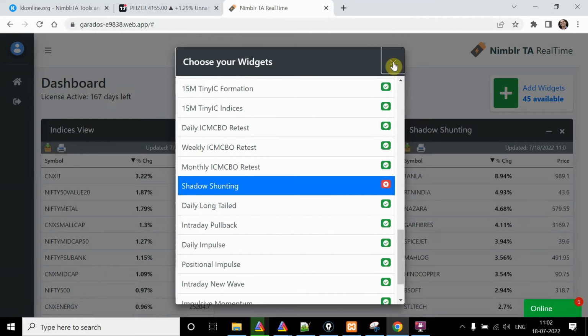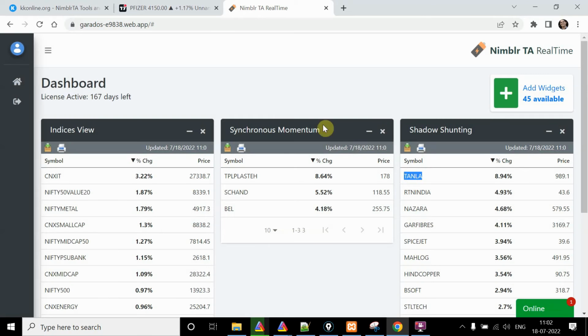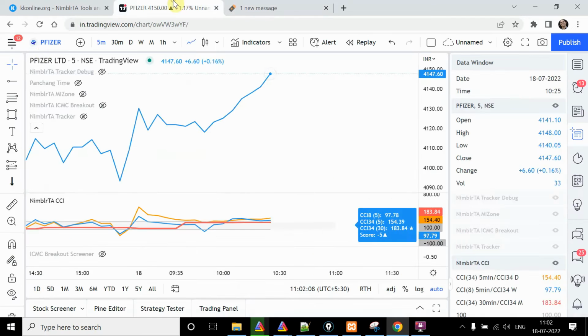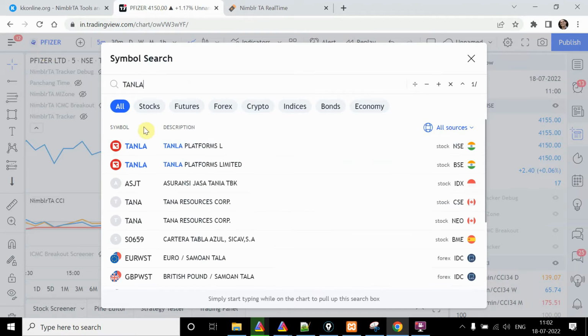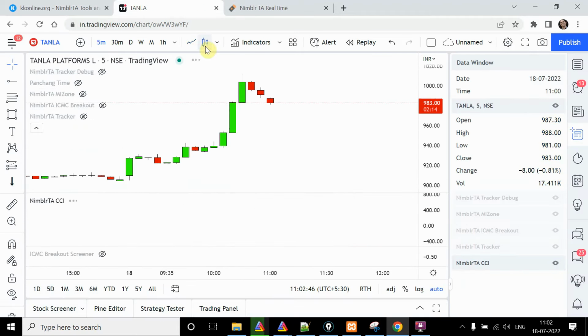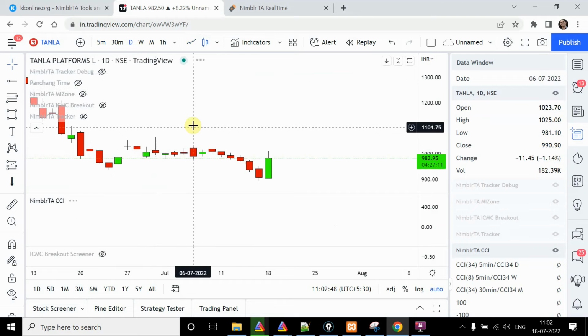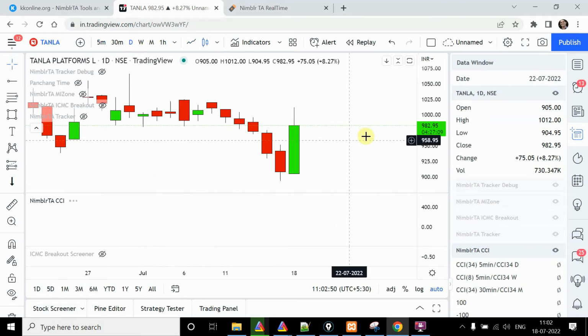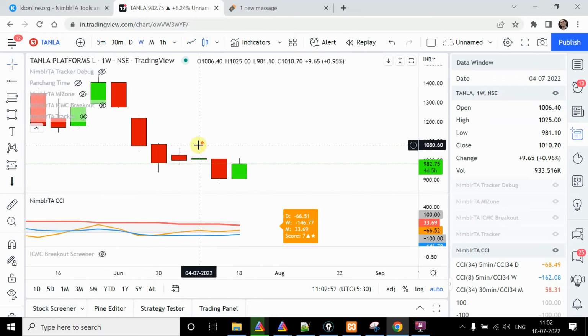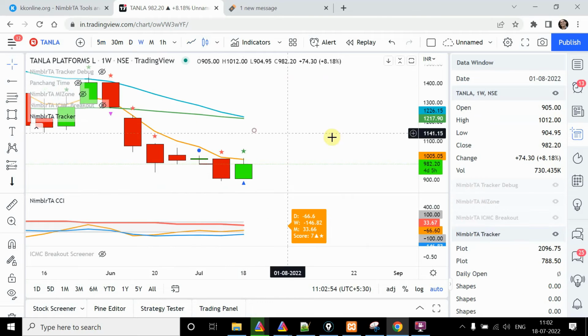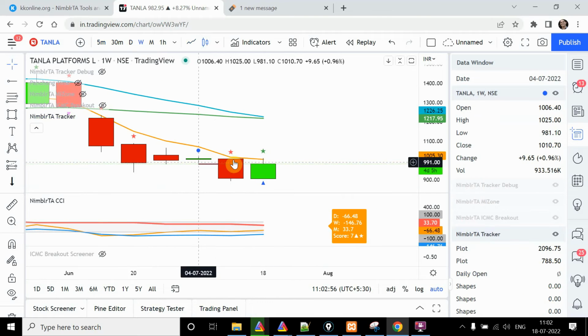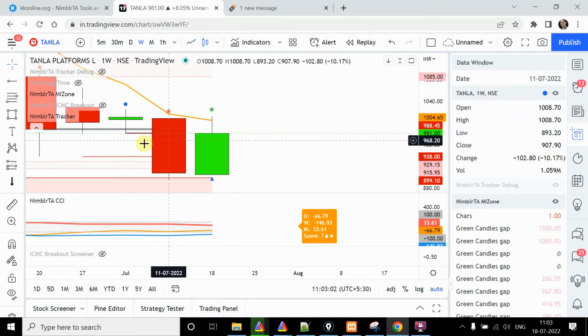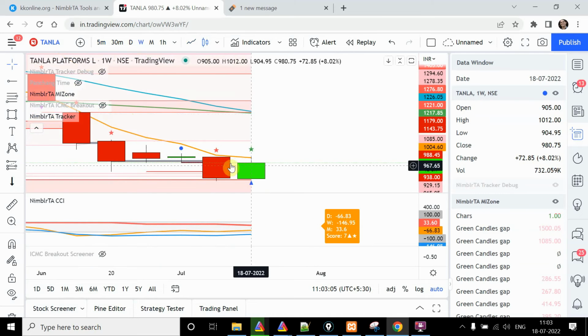Another example over here that we probably missed is Tanla in shadow shunting. That means shunting is happening over here. So it becomes very simple for me just to come over here on a time frame and check where shunting is actually happening. If I see over here, it is in the shunted range. I am getting shunting over here. So these candles are already shunted if you see, and it is in the shunting range. So I can easily take the entry.